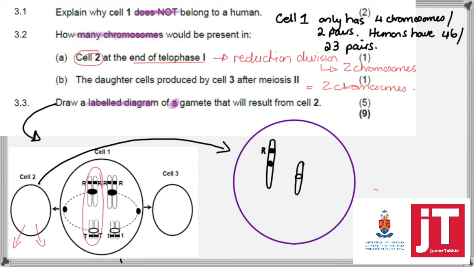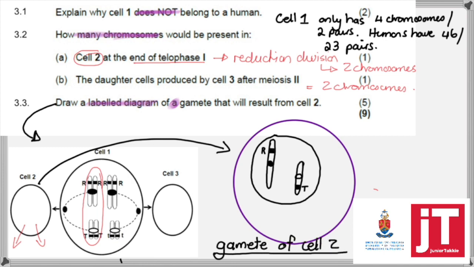Right, now we draw the next one, and again we are going to draw it exactly as we see it in cell 1, so as not to give the marker or the examiner any reason not to give us these marks. We see here that it's supposed to be a labeled diagram as a result of cell 2, so let's carry on and label and give this diagram a heading.